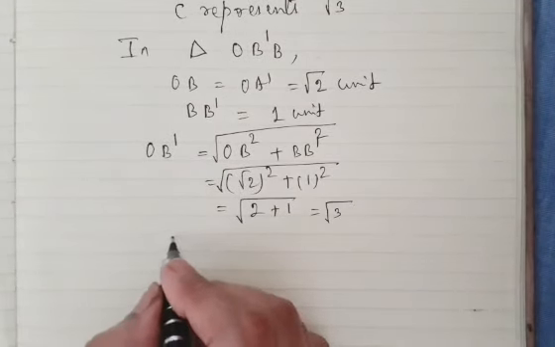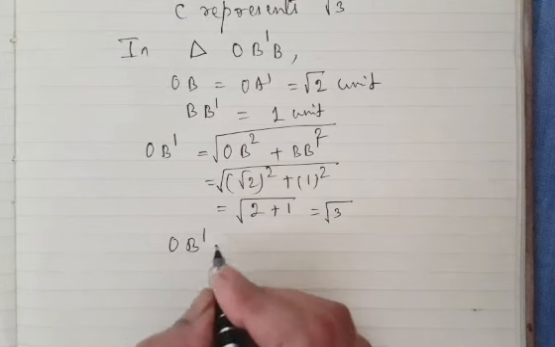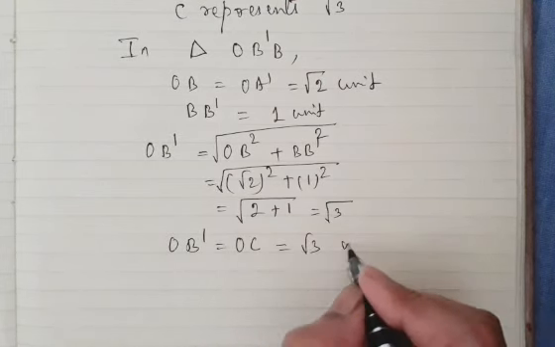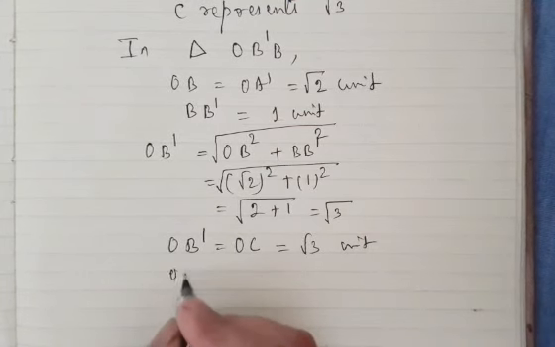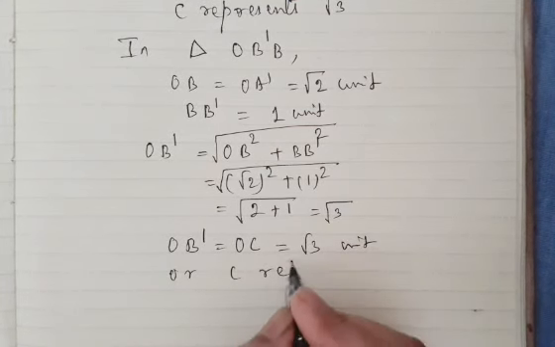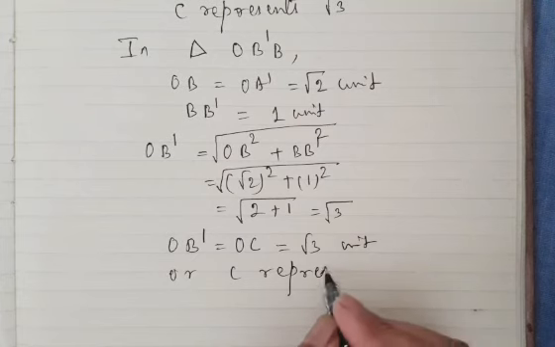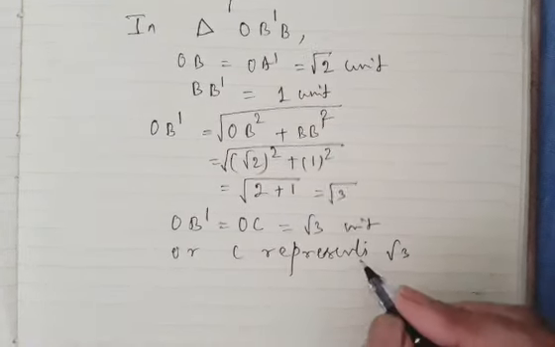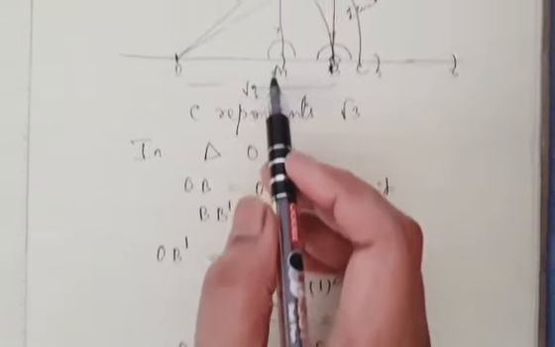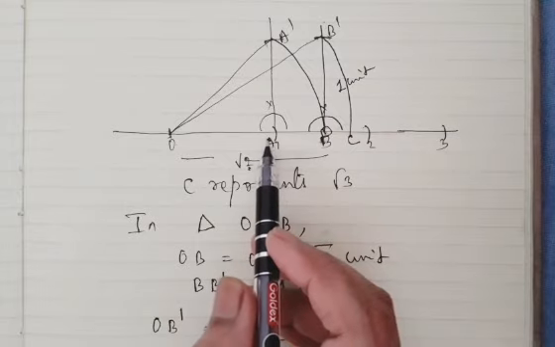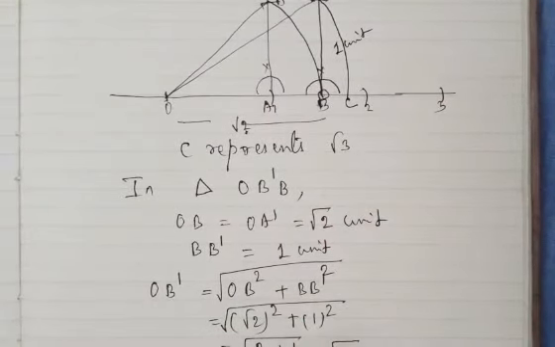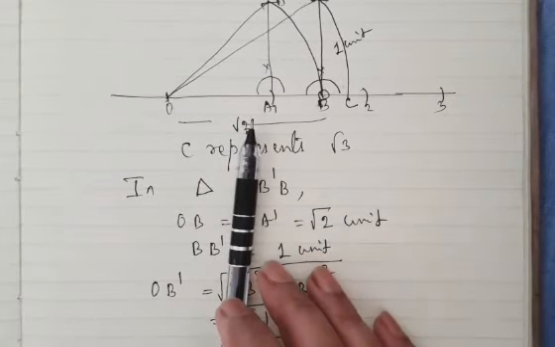Now OB dash equal to OC equal to root 3 unit length, so C represents root 3. So in this way you can construct root 3. It is an easy process. The square root spiral method becomes a little bit clumsy, but this is easy. So it depends upon you. In the next video I'll show how to construct root 5.